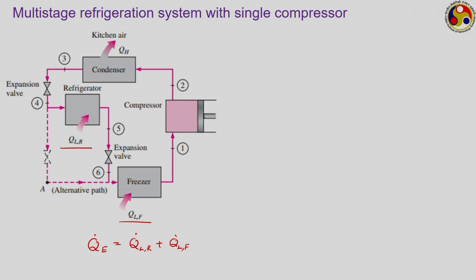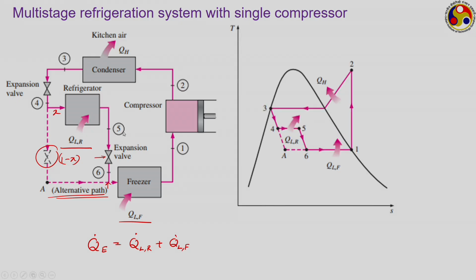Sometimes we may have this alternative path as well, that is here a part of the refrigerant, say X fraction, goes to the refrigerator, and the remaining 1 minus X fraction is allowed to expand further to be supplied to the freezer compartment. Whatever is supplied to the refrigerator comes back via the second expansion valve and mixes at this particular point, just as shown on this TS diagram. And the advantage of having this alternative path is that we can easily run the refrigerator without running the freezer, or maybe we can run the freezer without running the refrigerator as well. So, we have lots of flexibility.